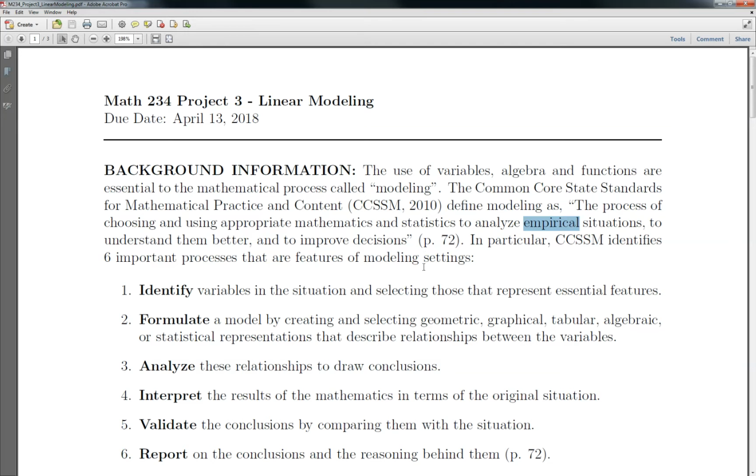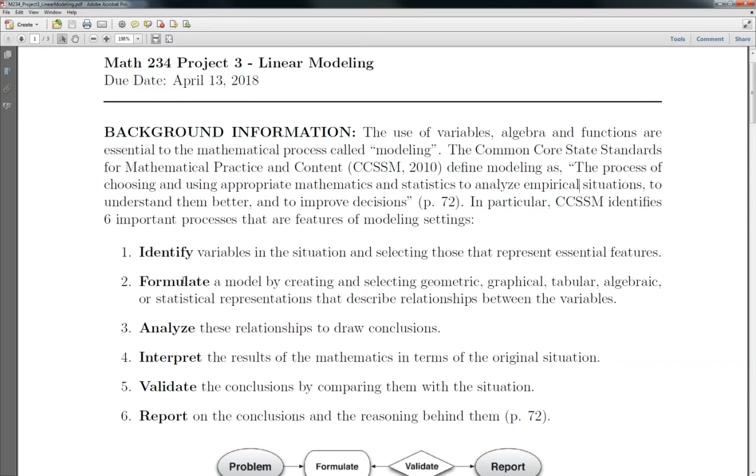In particular on page 72 of the Common Core, where the modeling standard for high school is elaborated, there are 6 important processes that are features of the modeling settings. That is, the identification of variables in the situation and selecting those that represent the essential features of the situation, and then a formulation of a model by creating and selecting geometric, graphical, tabular, algebraic, or statistical representations that describe relationships between variables. The third important process is analyzing relationships to draw conclusions.